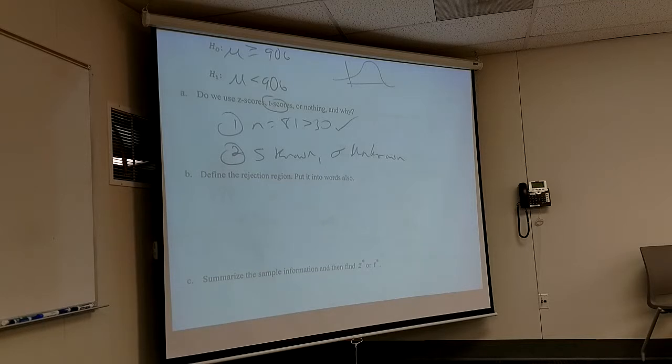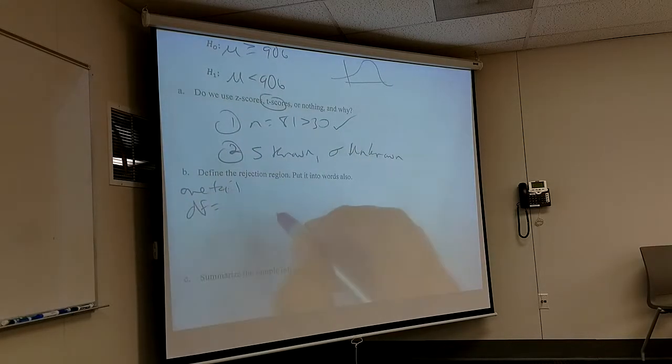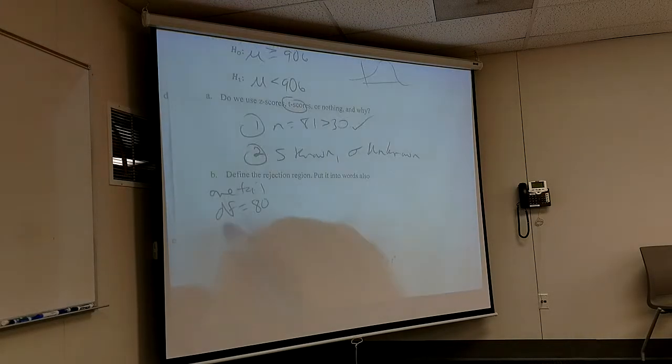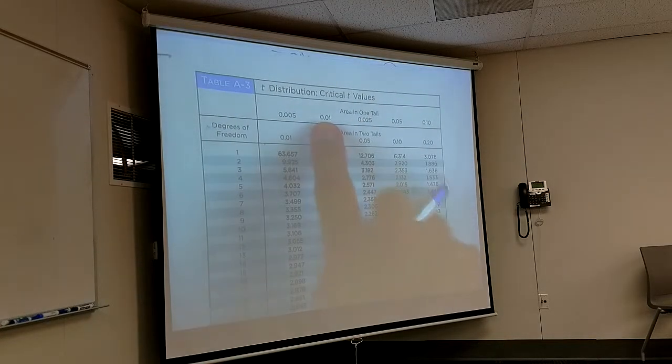So here, I don't know sigma at all. I've got to use the estimate, which is why I need a score that covers me for using an estimate. That's the T-score's job. I like it. So for the rejection region, I know it's one tail. I know I use the T-score, so the degrees of freedom is 80. I know alpha is 0.01. So one tail, 0.01, that tells me which column to look at. And then the degrees of freedom tells me where to stop.